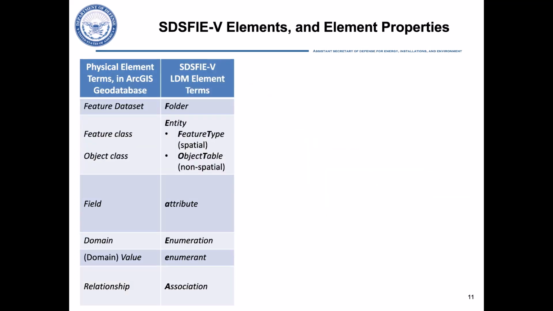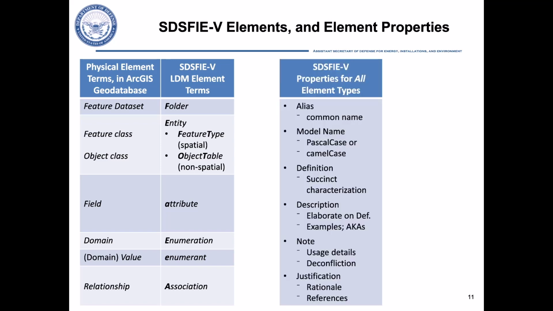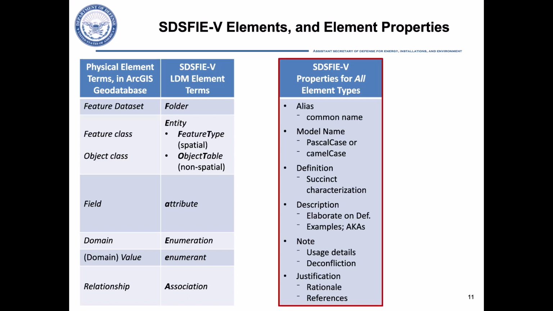This table builds on columns 1 and 2 on the left that were presented in the last slide by adding a list of 6 standard properties that are applied to all types of elements, as shown in column 3. Among the standard properties, the alias is the common name, in English, of the element. The model name is typically the same as the alias if a single word, or if multiple words, a concatenation with no spaces. A definition is a characterization of the element, typically in 2 sentences and a paragraph at the most. A description is optional, and may be used to elaborate on the definition, to provide examples, and to list one or more alternative names for the element.